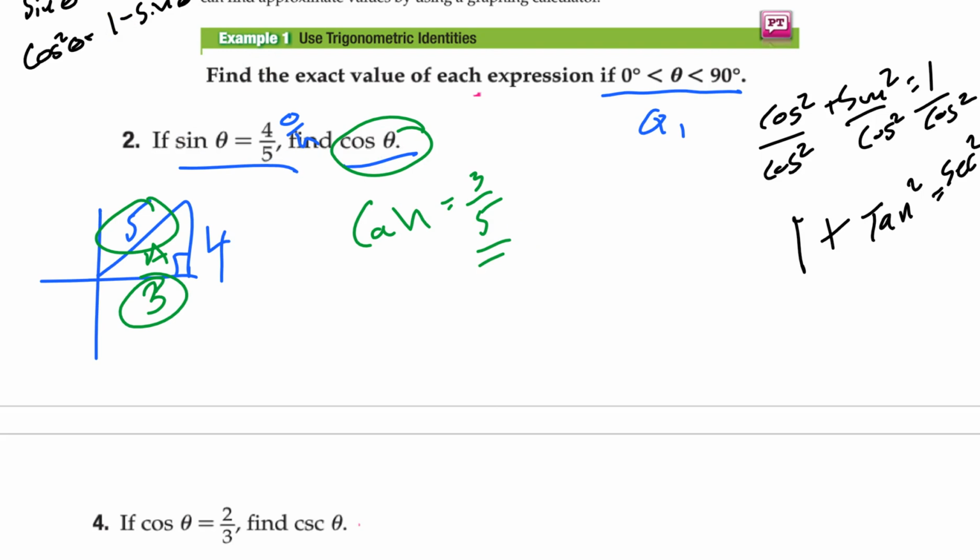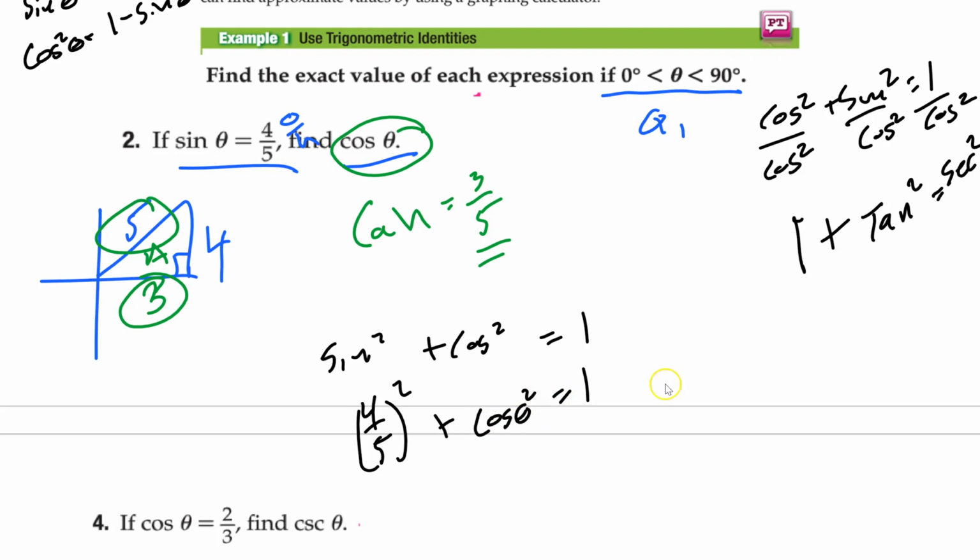You can also do it using the trig identity, the most famous one, of course. Sine squared plus cosine squared equals 1. Sine is 4/5 squared. We want to know what cosine is. So this one just involves more mathematics. So I get 4 squared, 5 squared is 16 over 25, plus cosine squared equals 1. Subtract this from both sides.